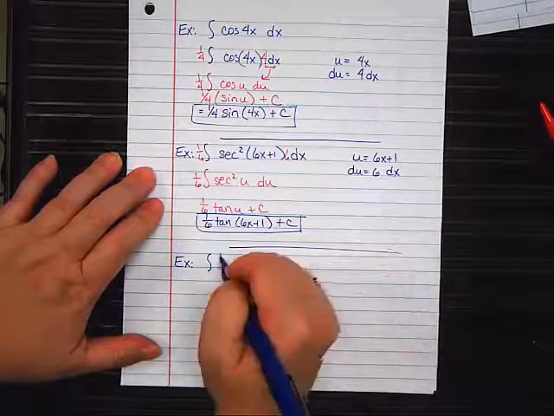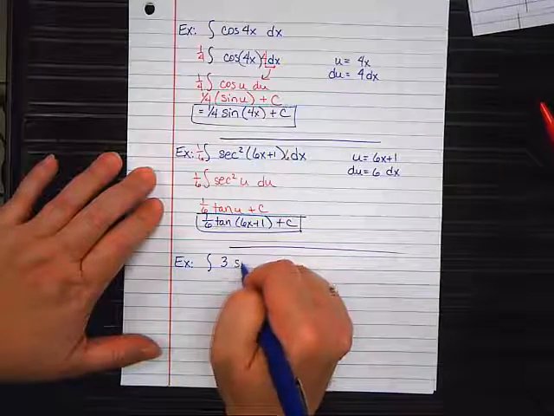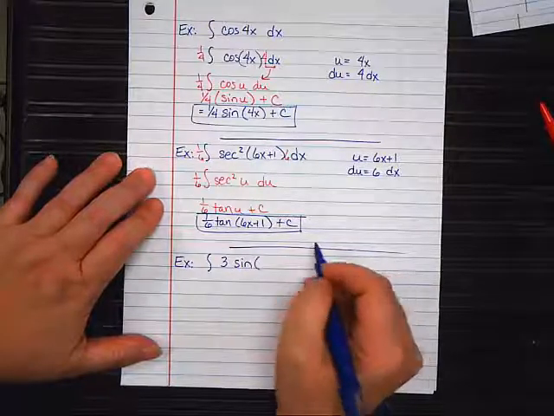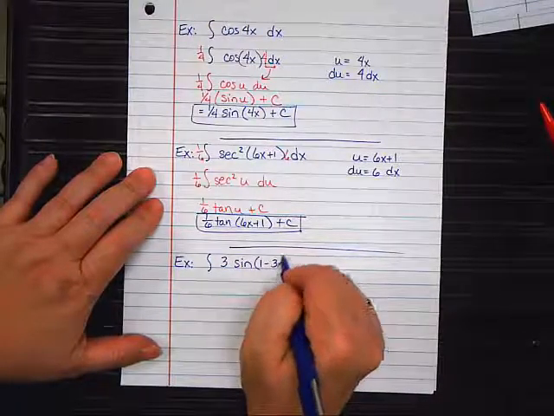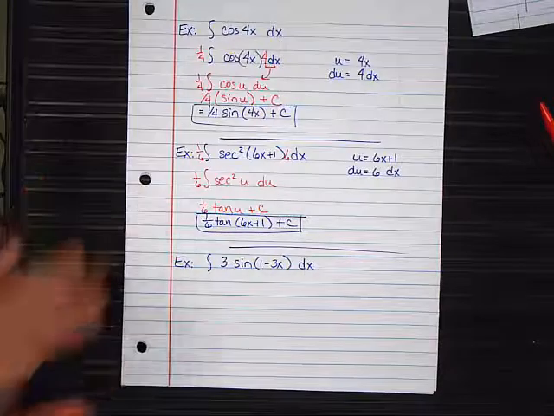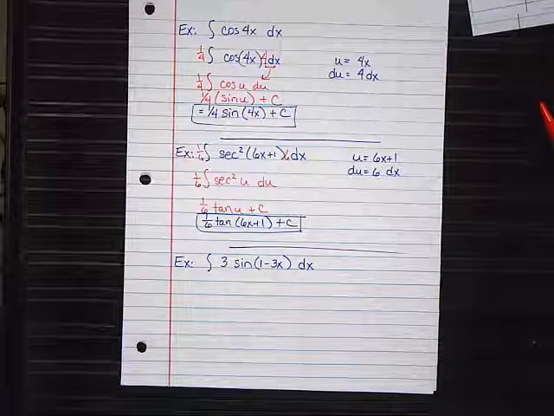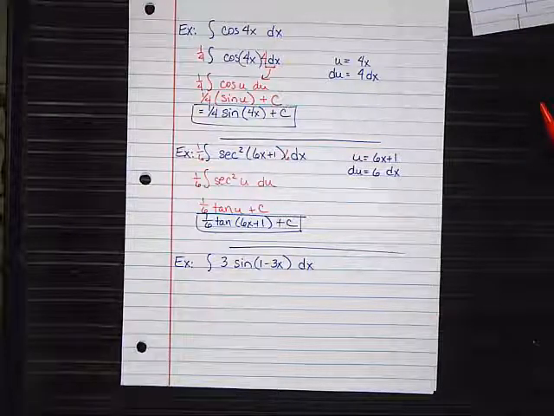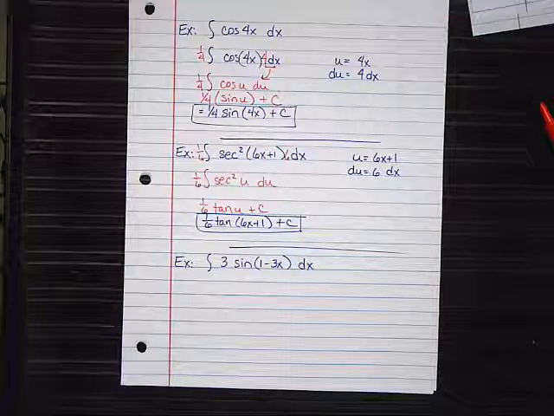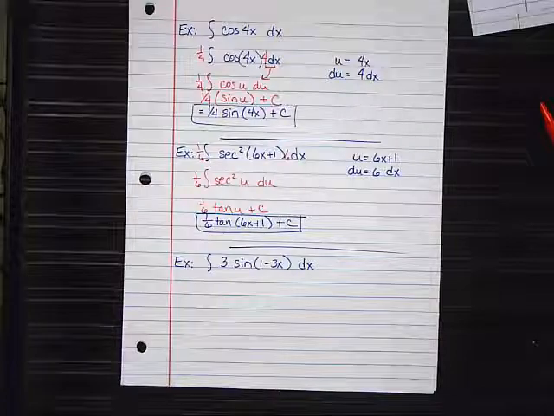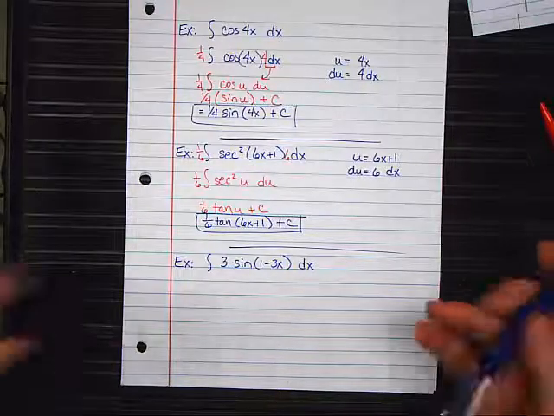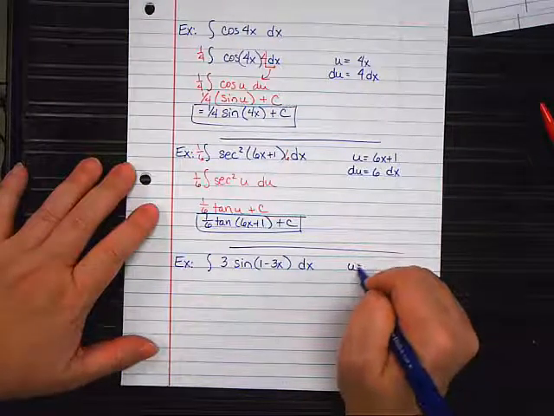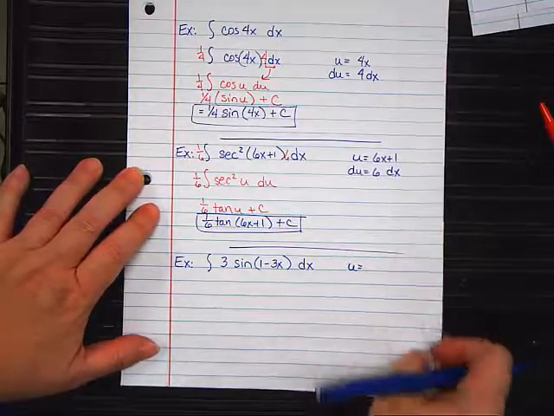Integral 3 sine parentheses 1 minus 3x dx. What we're going to be talking about now is what if there are numbers in there that aren't exactly what we want. Okay? That'd be all of them. Yeah, I hear you. Okay, let me move this up.